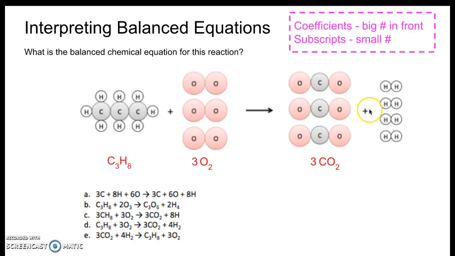And for the last product, there's 1, 2, 3, 4 of this type, and for each of those, there's 1, 2 hydrogen atoms, so 4 H2.